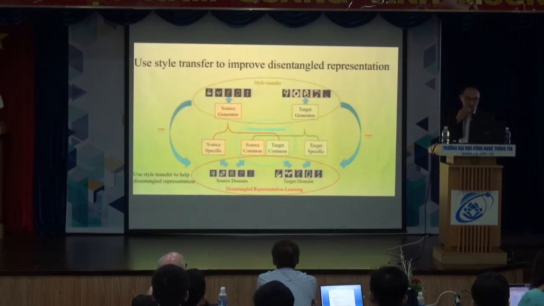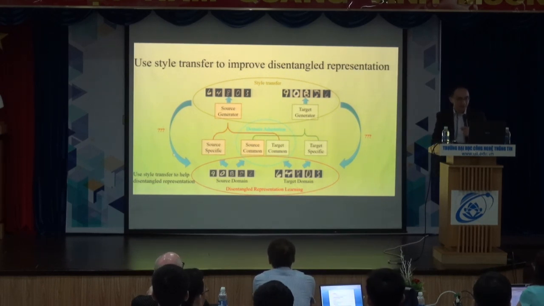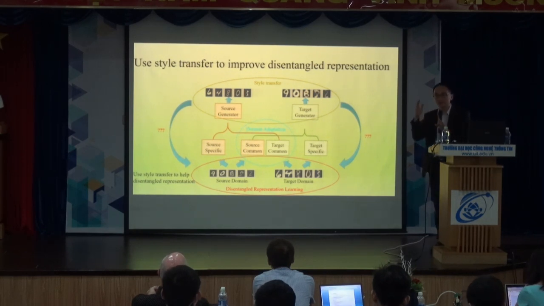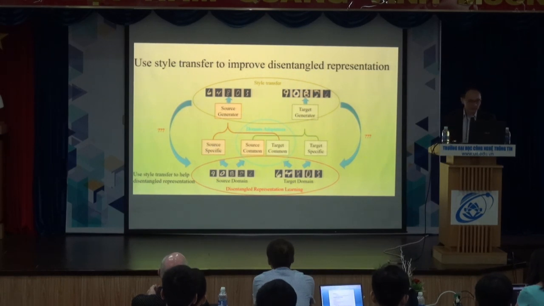Okay, now you have style transfer. How could we use the style transfer to help the disentangled representation? This is something we want to answer. And if we can do this, then we will find domain adaptation is actually highly related to disentangled representation and style transfer. Originally, people discussed these three problems independently, but maybe they can be combined together.